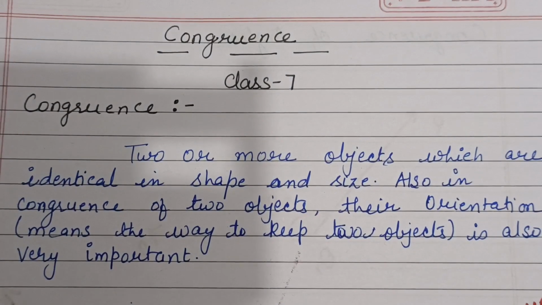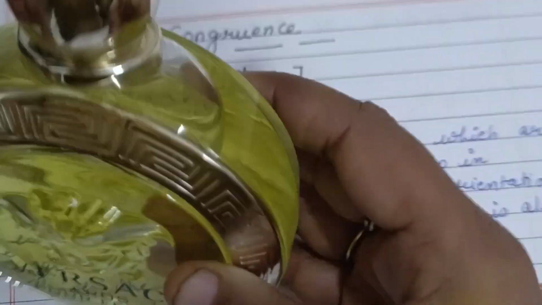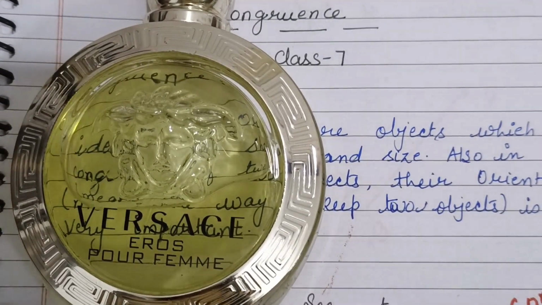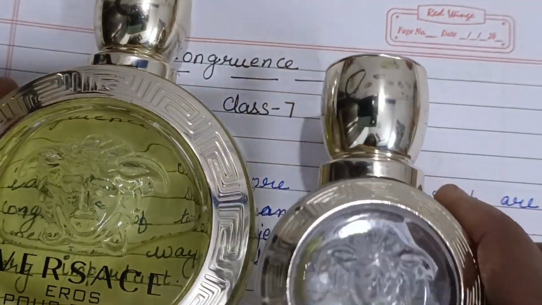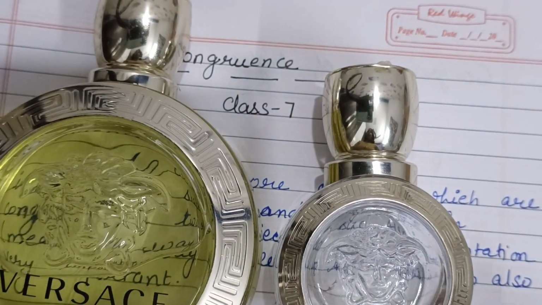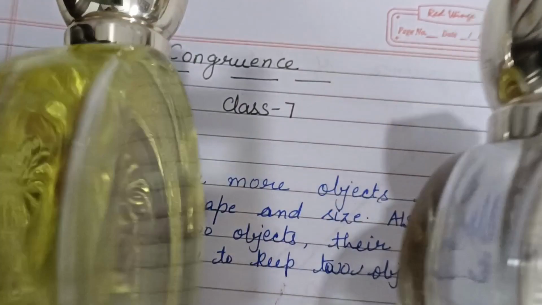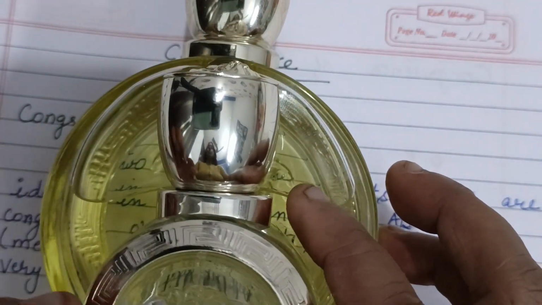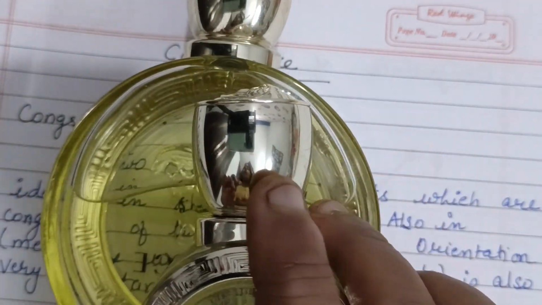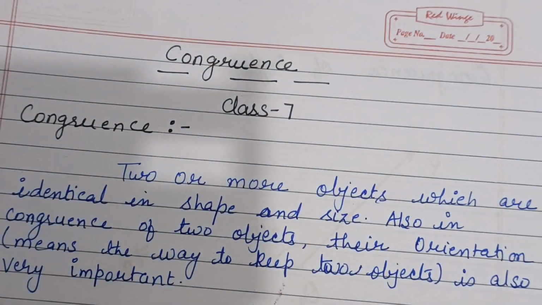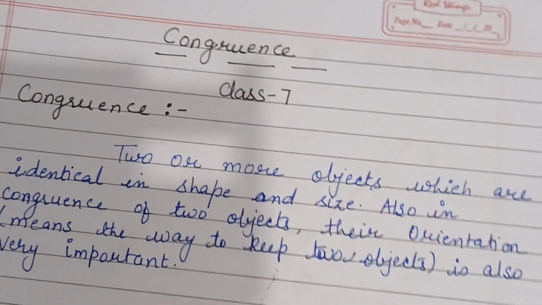Like if I talk about here, you can see this is one perfume bottle. Now this is also the same perfume bottle. They both are having the same shape. But if you overlap each other, they are not superimposing each other. You are able to see them separately. They are having the same shape, but their size is different. That's why they are not congruent.